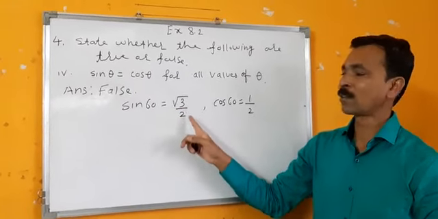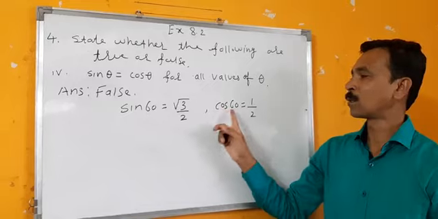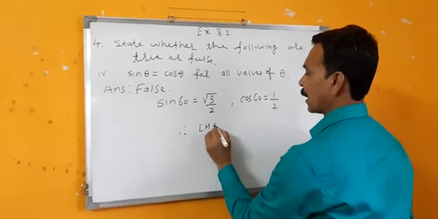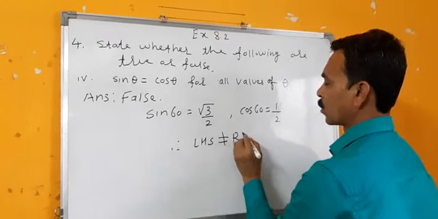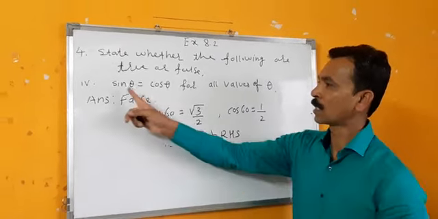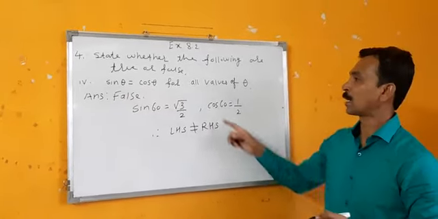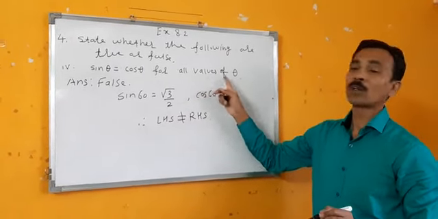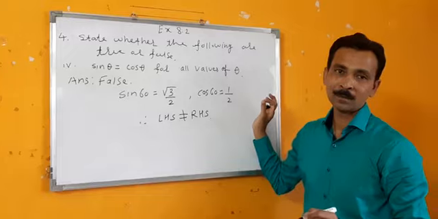But look at the value of sin 60. It is root 3 by 2. What is the value of cos 60? 1 by 2. Therefore, LHS is not equal to RHS. Therefore, sin theta is not equal to cos theta for all values of theta.